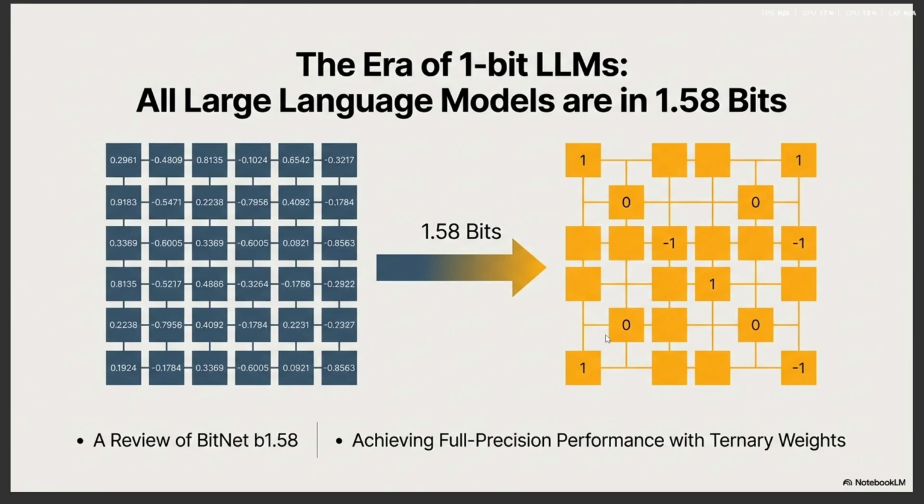All large language models are in 1.58 bits. On the first slide, we can see the main idea visually. On the left side, there are normal full precision weights, and on the right side, those weights are represented using only three values: -1, 0, and +1. This is the core idea of BitNet b1.58.